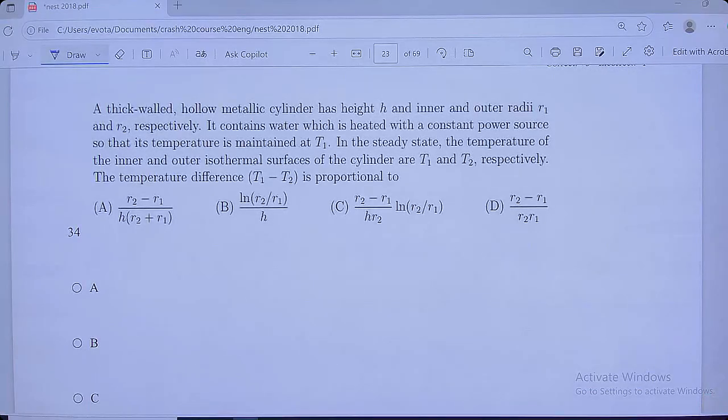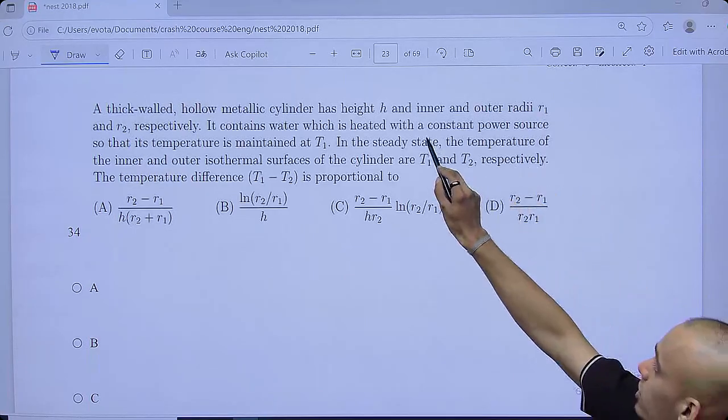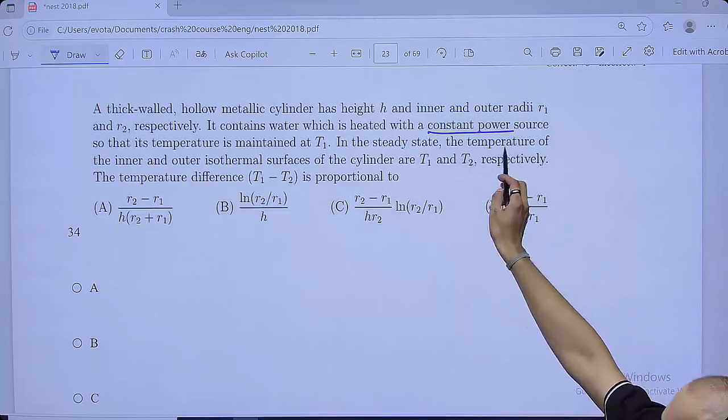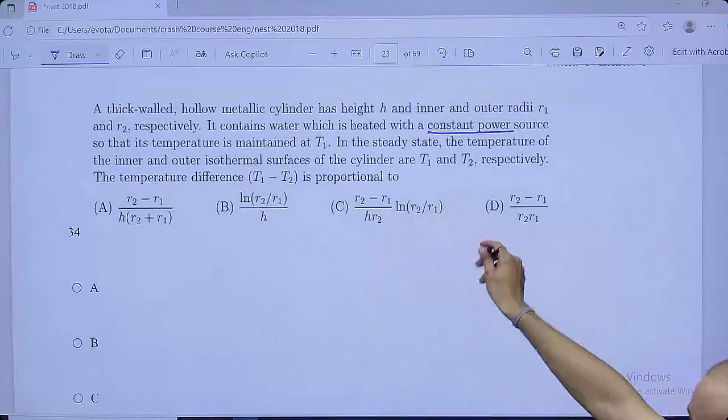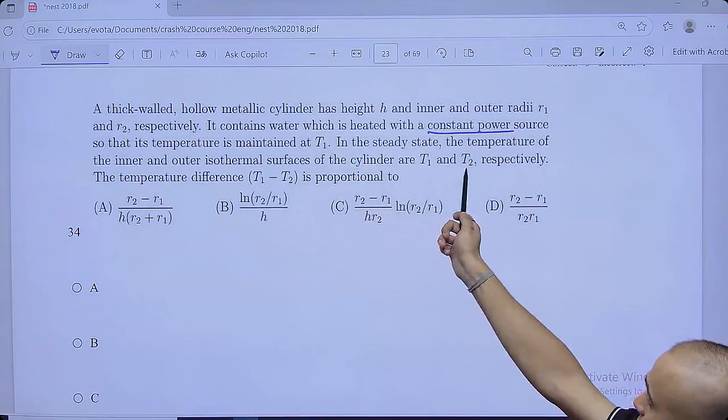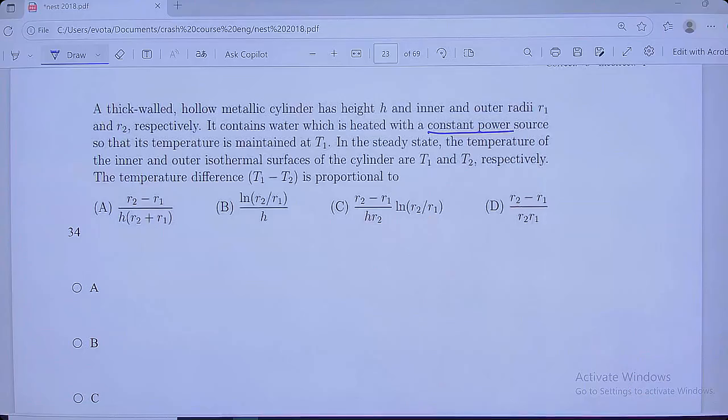In this question, we have a metallic cylinder with height h and inner and outer radii given to us as R1 and R2. Now, if we pour water into it and we heat it with a constant power source, it means the heat supplied increases linearly with time. One of the ends is maintained at T1, at which we are heating it. In steady state, we have been given the temperature of inner and outer surfaces T1 and T2. That means the inner surface attains the same temperature as the heat source, and the outer surface has some temperature T2 because some heat current is flowing. Now we need the temperature difference between T1 and T2.